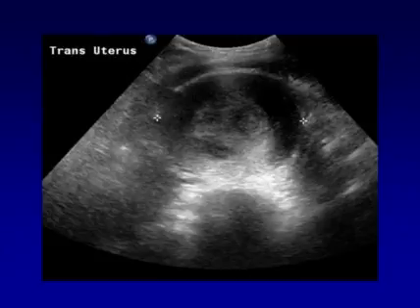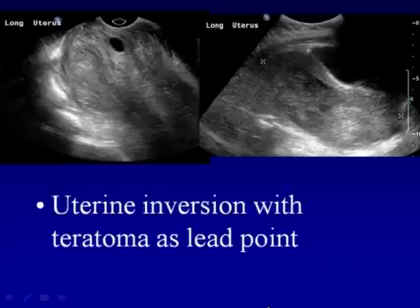Rarely we can actually have invagination of the uterus. This actually looks like an intussusception, and indeed this was uterine inversion from a teratoma as a lead point.